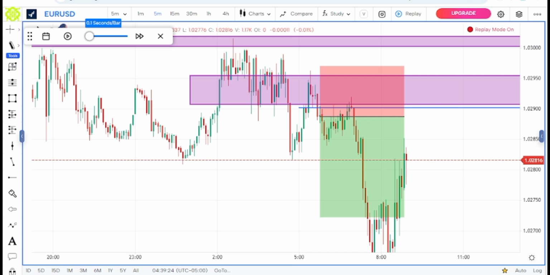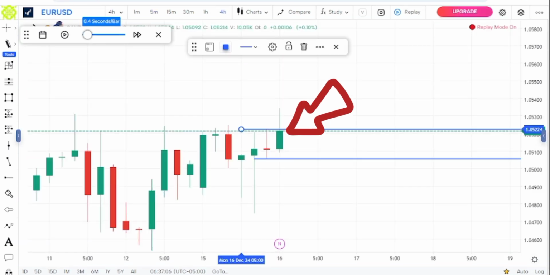Now, there is one more concept called candle range theory, CRT, and many of you get confused between the fake breakout setup and the candle range theory concept. So I'll explain a bit about this concept as well. As you can see here on the chart, this 4-hour green candle has swept the previous candle's liquidity and closed inside the high of that candle.